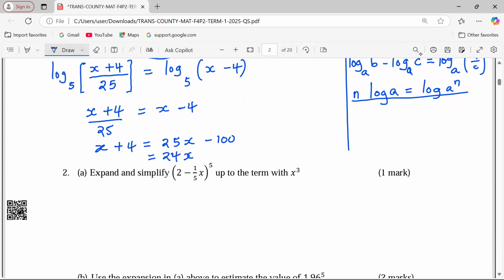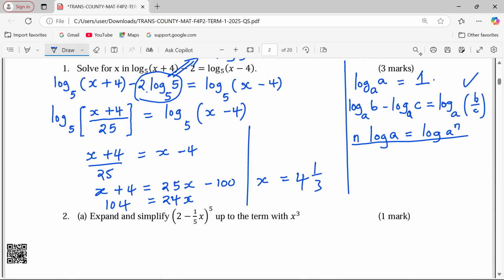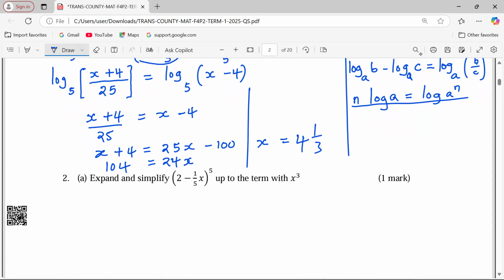25x minus x becomes 24x. Then we will have 104 on this side, so that when 104 is divided by 24, we get 4 and a third. So the value of x equals 4 and a third. That is the final answer in question number 1.